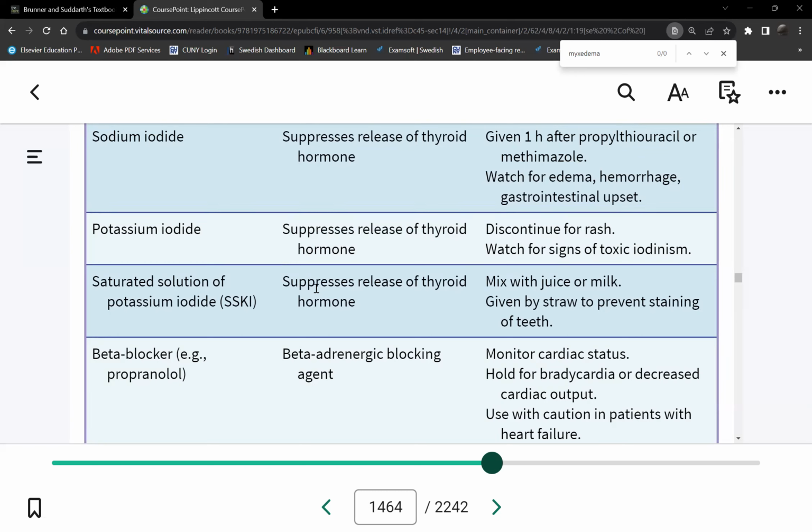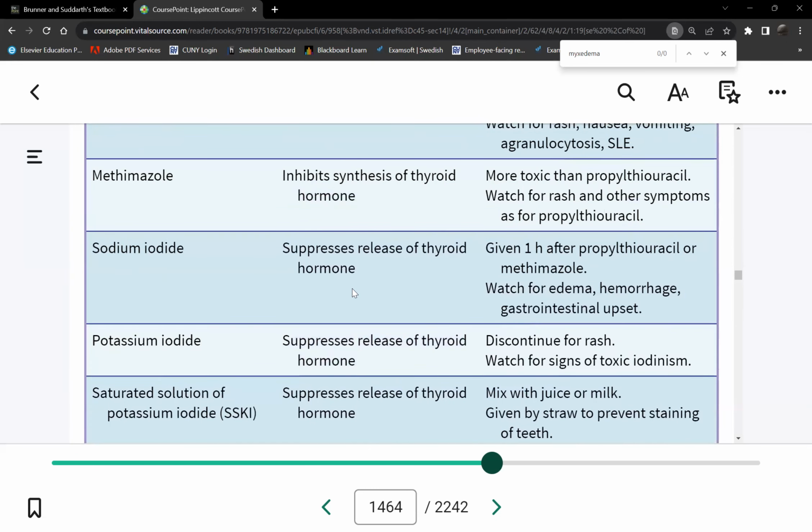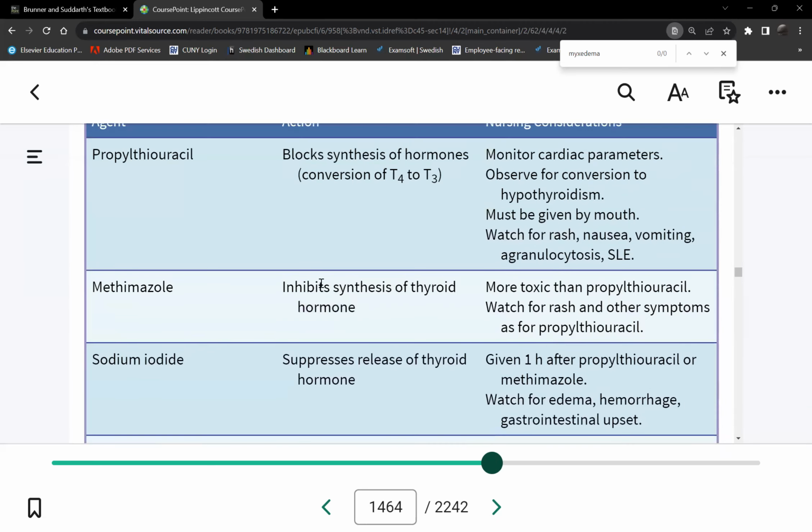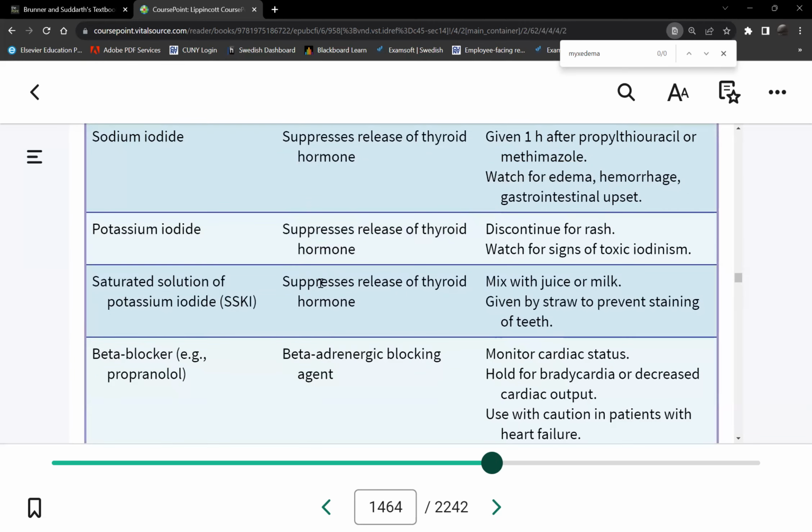Remember, iodine is given for preoperative patients. Okay, so we'll start giving the patients, this will start at about 2 weeks before the scheduled surgery. So the purpose here is to suppress release of thyroid hormone. So therefore, what does it do to the thyroid gland activity? All of these drugs, they decrease it.